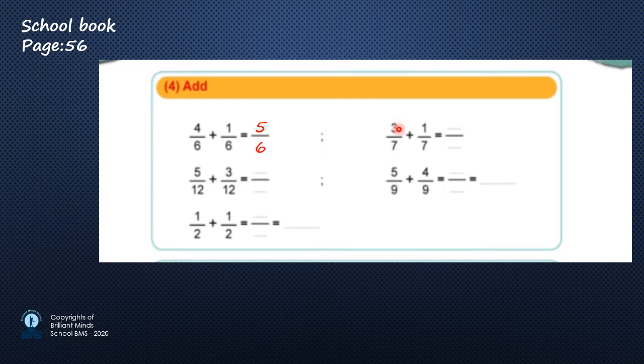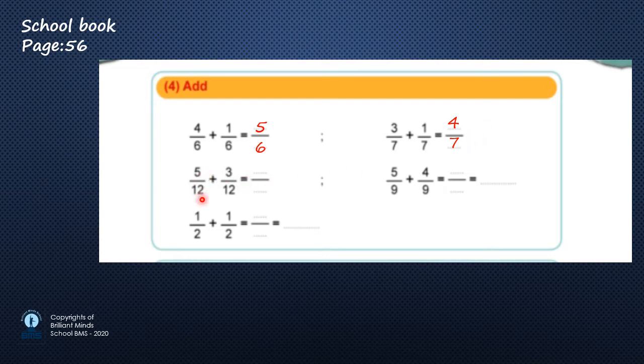Okay, let's go to the next one. 3 over 7 plus 1 over 7 equals. What was the first step? Drop the D. We drop the 7. Second step, add n. 3 plus 1 equals 4. Step number 3, check for simplify. 4 over 7 is in the simplest form. Okay, my dears? Let's continue.